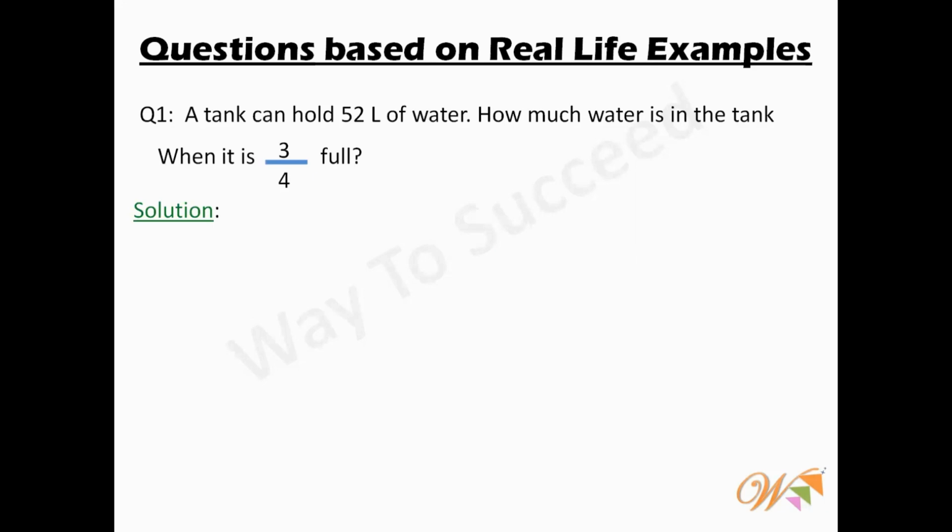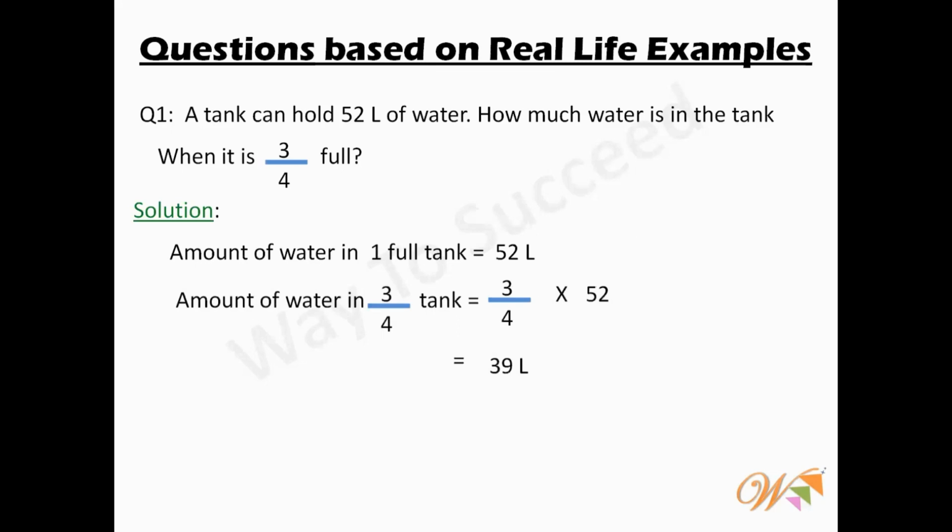Now that tank can hold 52 liters of water in total. So when it is full, that means if it's 4 out of 4, all 4 parts are full, then it will hold 52 liters, right? So the amount of water in one full tank is 52 liters. The amount of water in 3/4 tank will be 3/4 times 52. You can simply multiply and then divide, and you get the answer 39 liters.